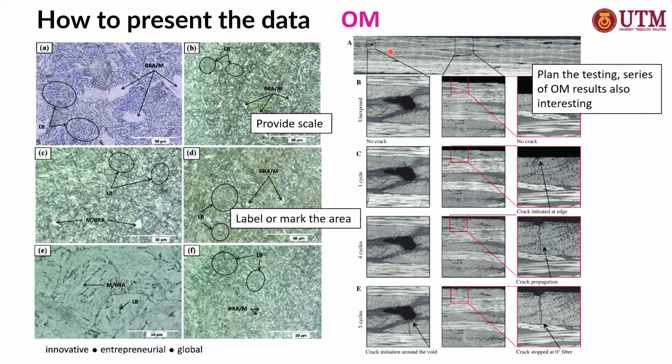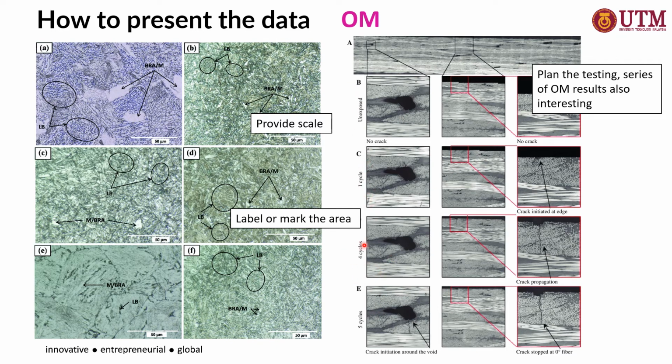Or for example, you only have one sample but with different conditions. When you do the testing, you want to study the fracture surface of the sample at a specific condition. Sorry, this one is not fracture, this one is a cycle, right?